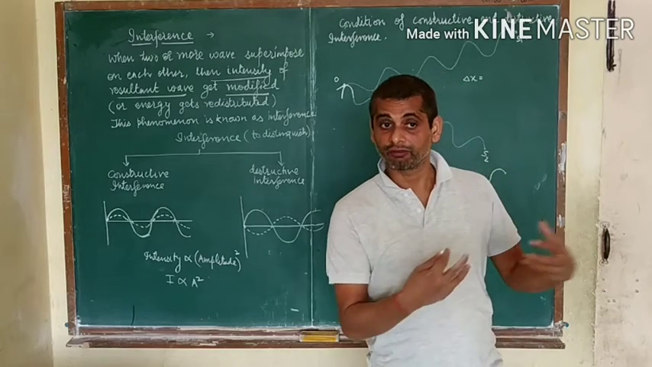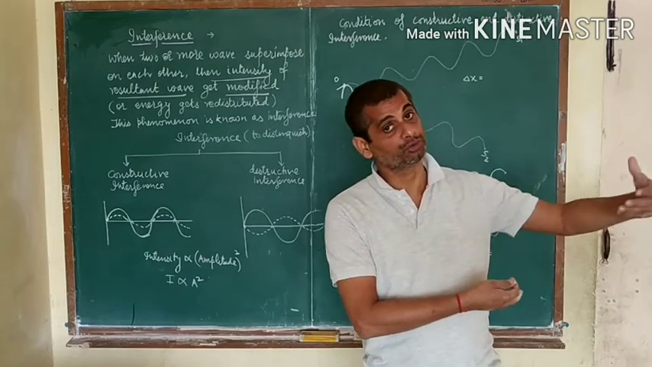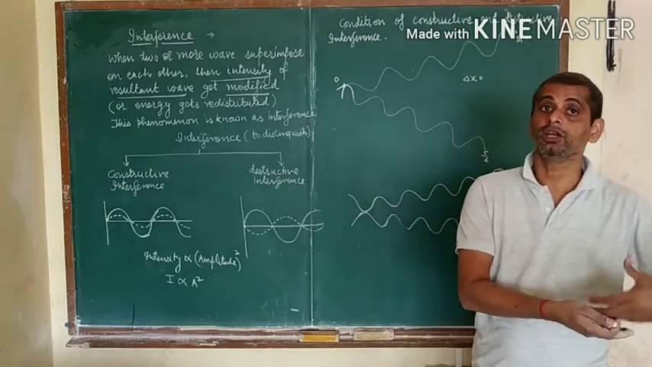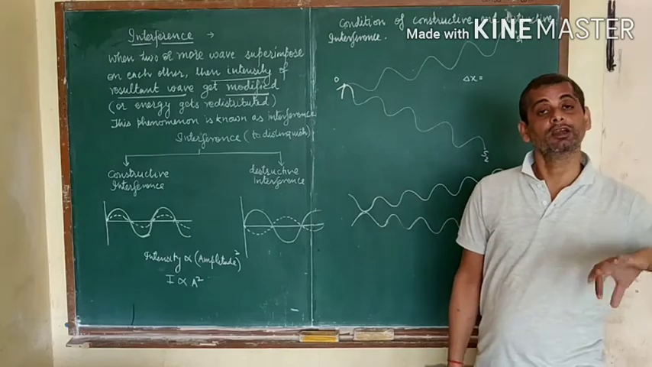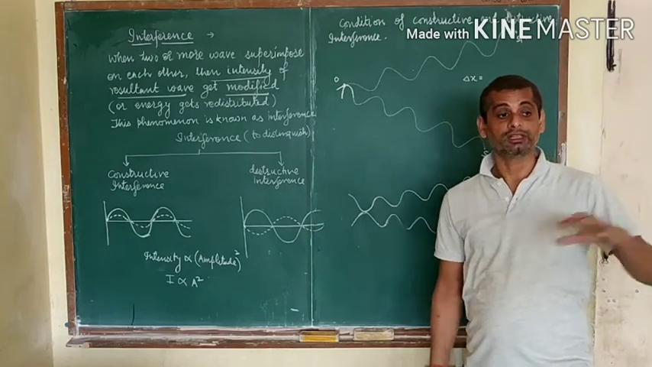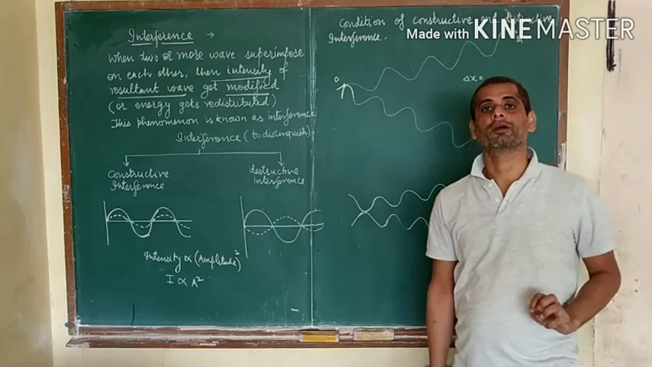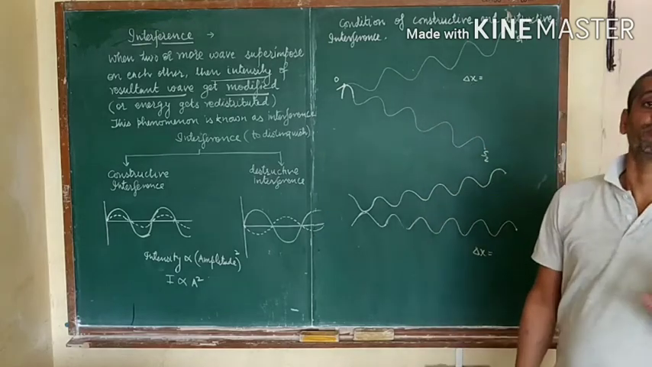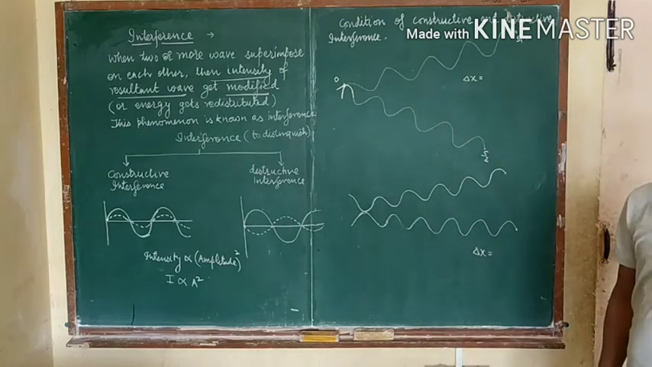So in this phenomenon of superposition, the wave of one station is superimposing on the wave of the other station, due to which the intensity gets modified, and whatever you listen to is a mixture of both the stations. This phenomenon of superposition is known as interference.